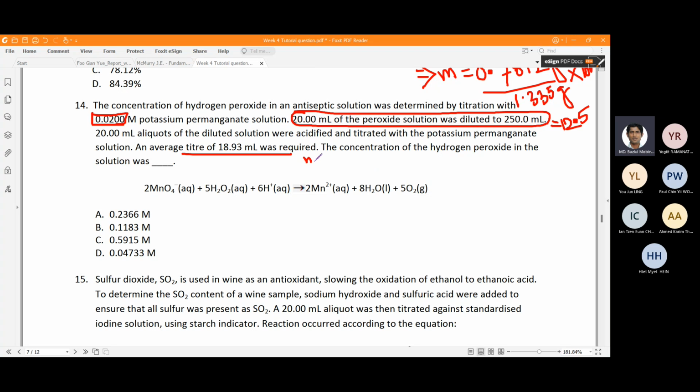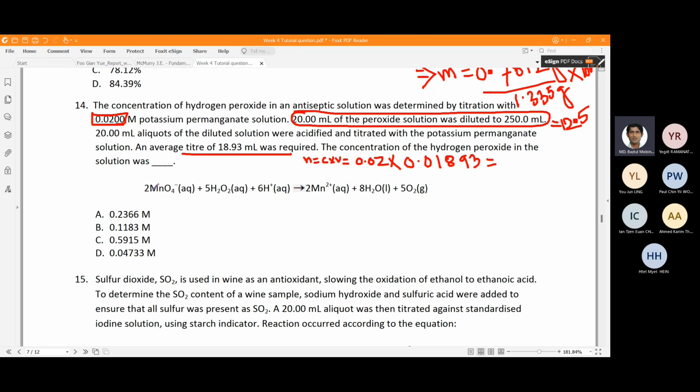Same way, n equals C into V. For potassium permanganate, we will find n equals C into V. We will find the number of moles, 0.02 molar times 0.01893, right? So this is the number of moles of potassium permanganate we required. And then we see there's a 5:2 reaction. This is the only trick that we should be careful of.